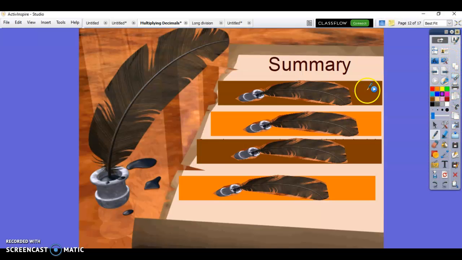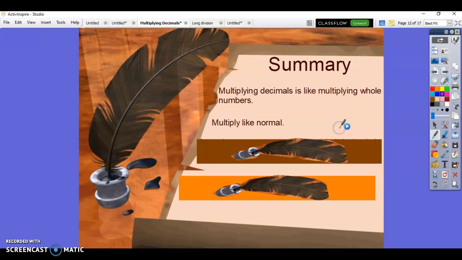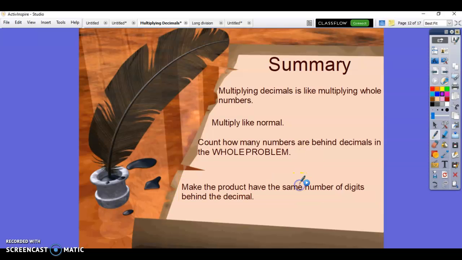And here we go, moving on. And your summary. Multiplying decimals is like multiplying whole numbers. Multiply like normal. Count out how many decimal jumps there are behind the decimals for the whole problem, all your factors. Then add them up and do that many jumps from the right to the left in your final product.